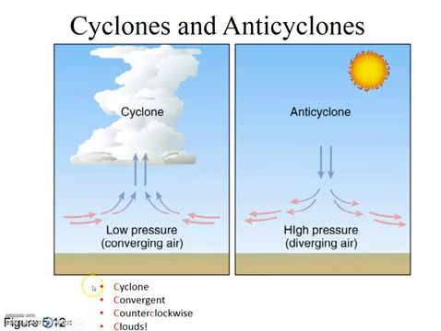Indeed, that's another C we can add to our memory aid. Cyclones have counterclockwise convergent flow in the lower atmosphere, and then as the air rises, clouds form. Pause the video and talk your way through each of these diagrams again.